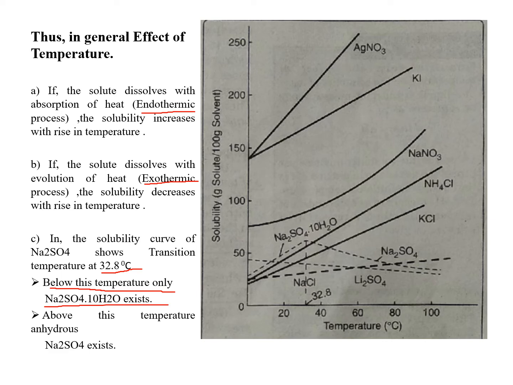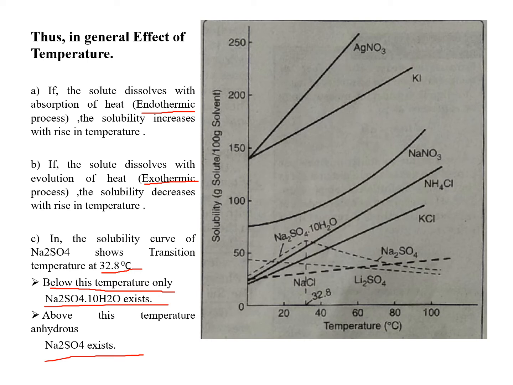Na2SO4.10H2O. It means sodium sulfate in its crystalline form can exist below 32.8 degrees, below this line. Here sodium sulfate decahydrate can exist, but above this temperature anhydrous Na2SO4 exists. After the break in the curve, above 32.8 degrees, only Na2SO4 in anhydrous state can exist. So this is the effect of temperature on solids in liquids.